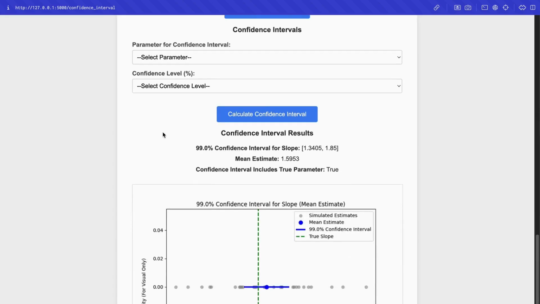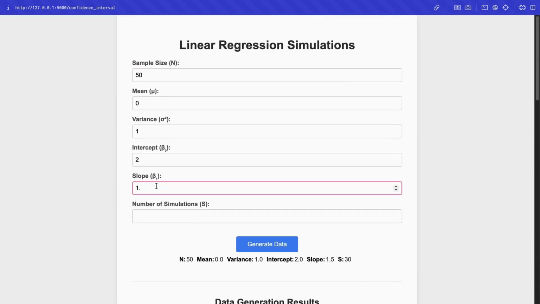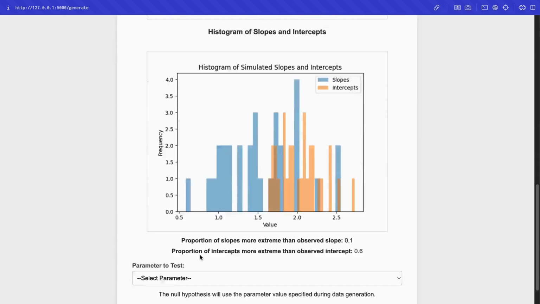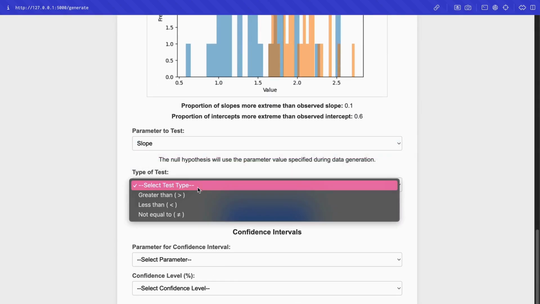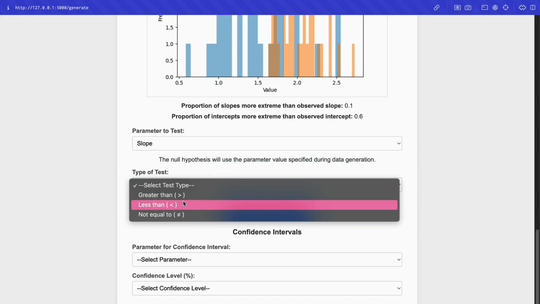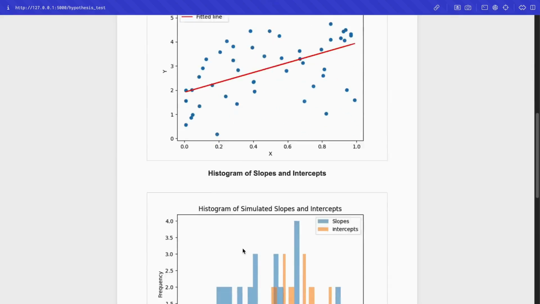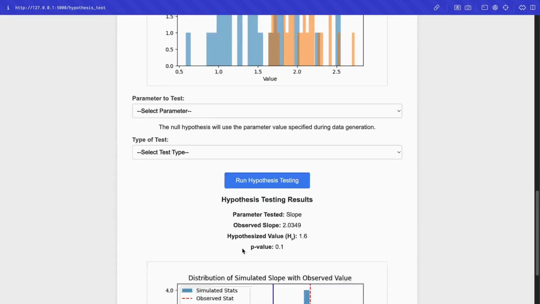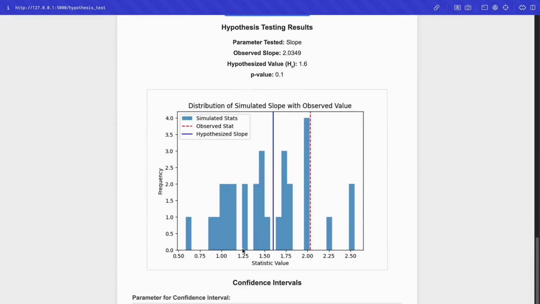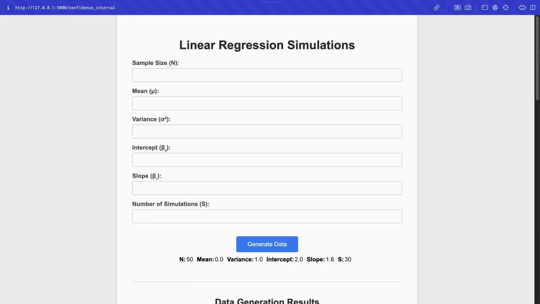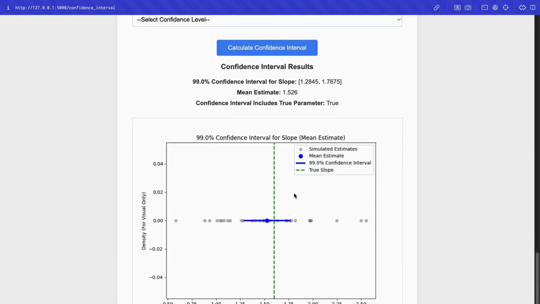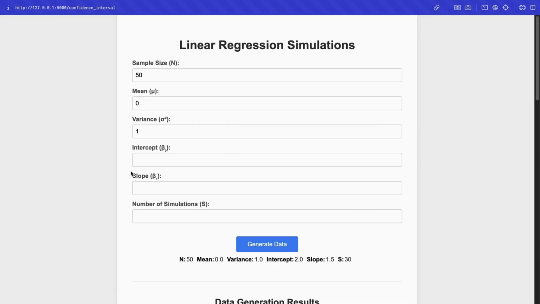Now we will make the slope 1.6, and we can see that the p-value for the slope is now 0.1, which indicates that the null hypothesis is unlikely, but it is not low enough where there is statistical significance. Since the confidence interval includes the hypothesized slope of 1.5, it further suggests that there is no significant evidence to conclude that the slope is different from this value.